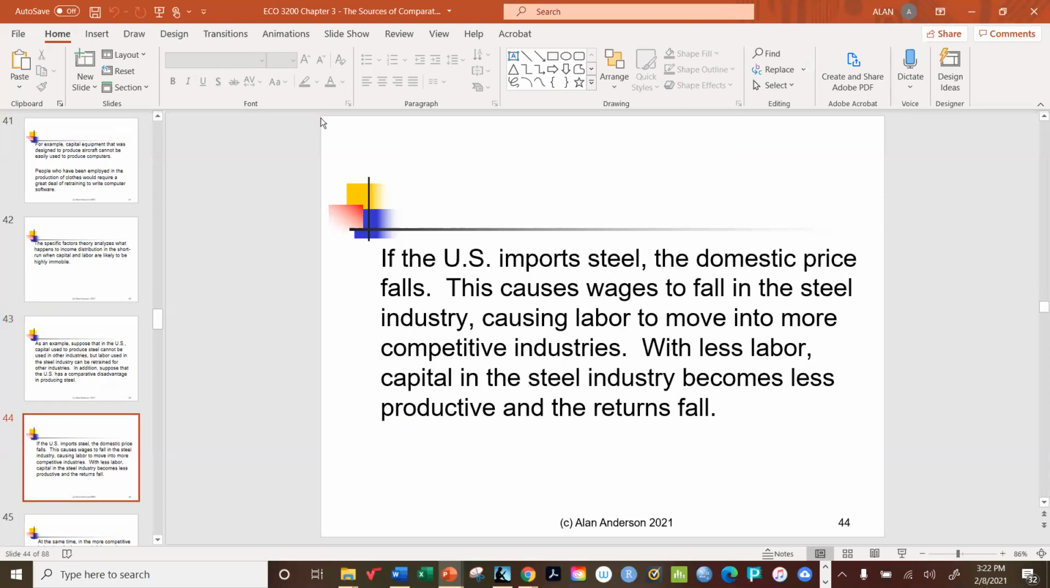So if we buy steel from abroad, because we have a comparative disadvantage, then wages in the steel industry will fall. Steel workers will lose their jobs, and presumably they'll move into more competitive industries where the US has a comparative advantage. So therefore, the capital in the steel industry also loses some of its value, and the returns to the owners will fall.